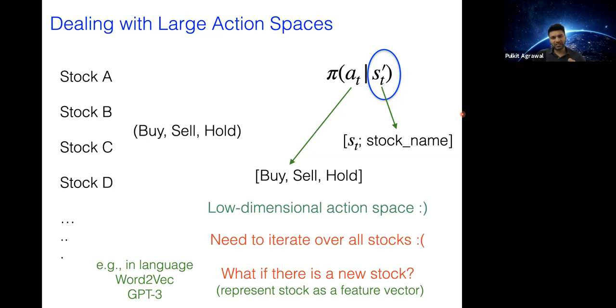Another question: if you're using feature vectors, are we moving to continuous space? My state space is continuous, not my action space, right? Because I have expanded my state space s_t' to have (s_t, stock name). So I would replace the stock name by the feature vector.